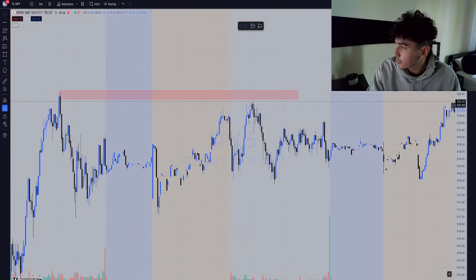Now, it looks like we got a retracement into here. So if we want, we can mark it down a bit more, and that would make a bit more sense.